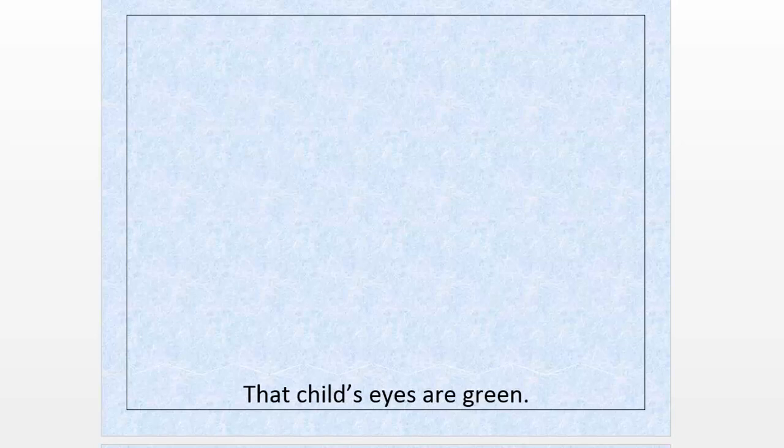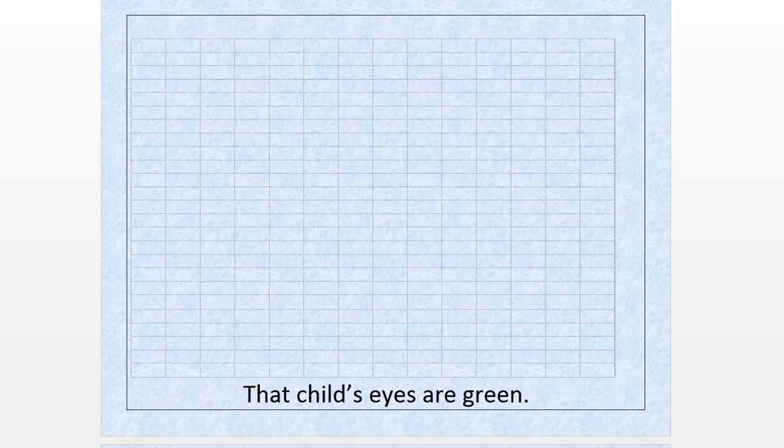Okay, how about this sentence? "That child's eyes are green." So let's again draw our tree structure here. You can clearly see that the determiner down here, or the determinative, that goes with child because it's singular. It doesn't go with eyes. Eyes is plural. So that child is functioning as the determiner.